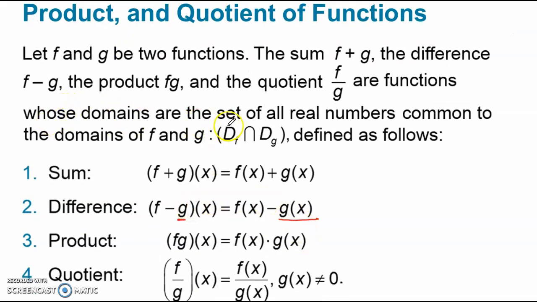The domain is the set of all real numbers that are in common to the domains of f and g. So you see this little upside down U, this means the intersection. So where the domains overlap are the domain of the function.